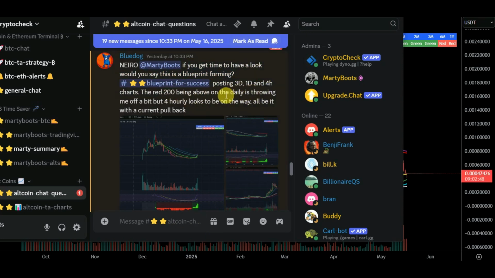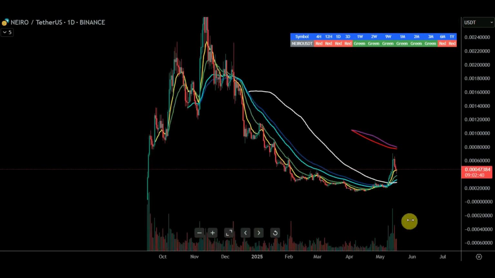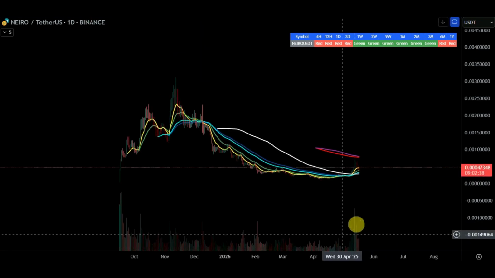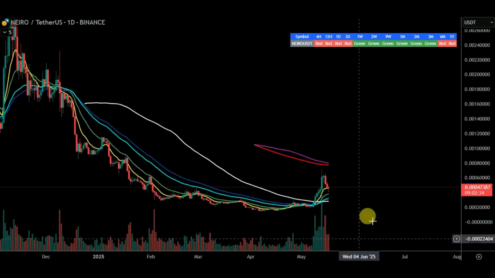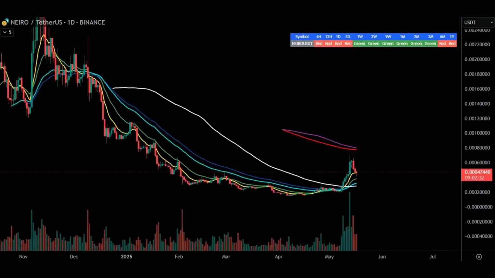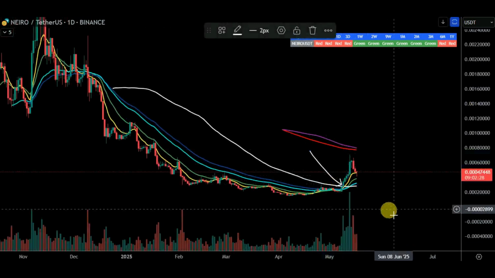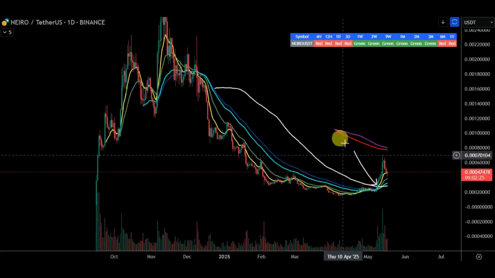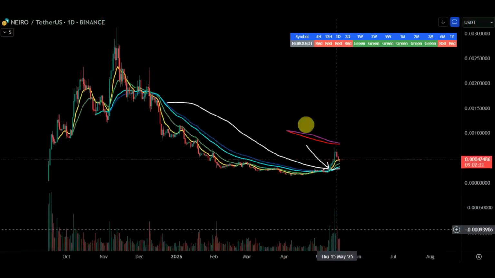So when the red 200 is above price, that can be more of an apex. Obviously, that depends. But see here, when the red 200 is above price, technically this is an apex, right? This is not a blueprint for success pattern. This is more of an apex. As soon as you break above the white 100 moving average, with the red 200 above price and the white 100 coming underneath price, that is an apex.